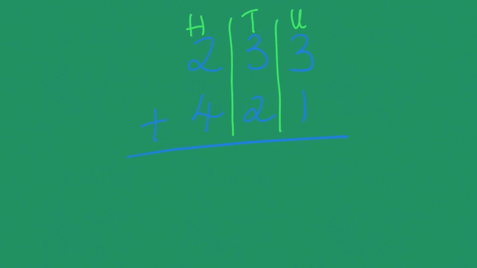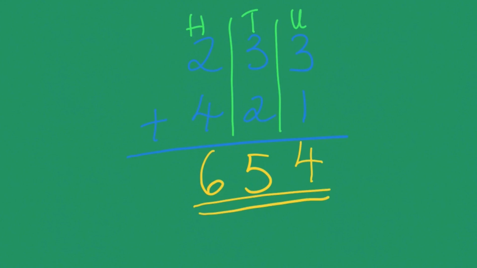3 adding 1 gives me a 4. Then 3 adding 2 gives me a 5. And then finally 2 adding 4 gives me a 6. So the final answer here is 654. All right?